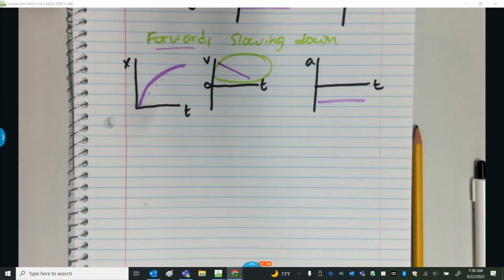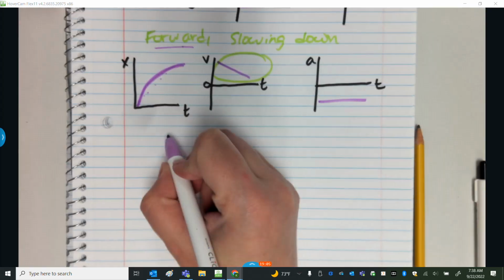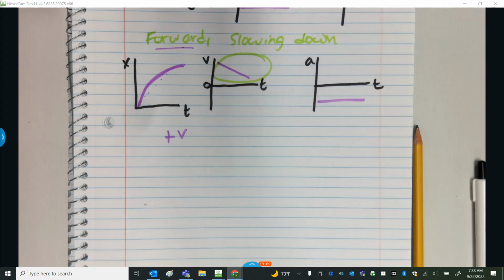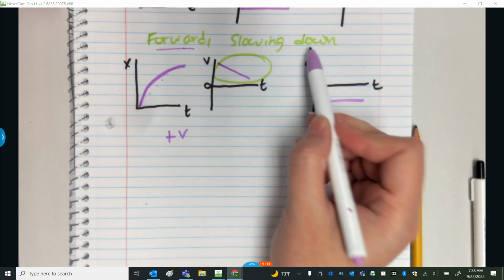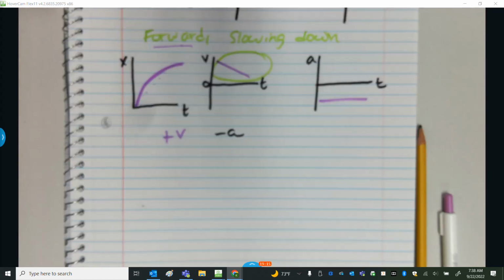Okay, the other way that you could do this is you could say, if I'm moving forward, that means I have a positive velocity, because it does. If you're moving forward, you have a positive velocity. Slowing down means that my acceleration has to be an opposite sign from my velocity. That's the other way to do it.